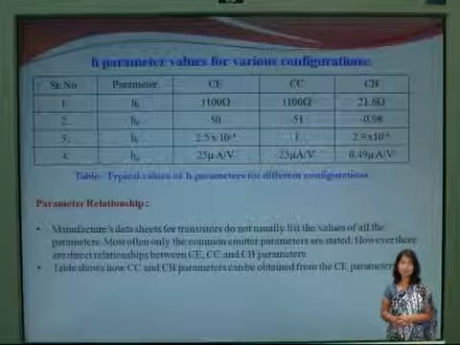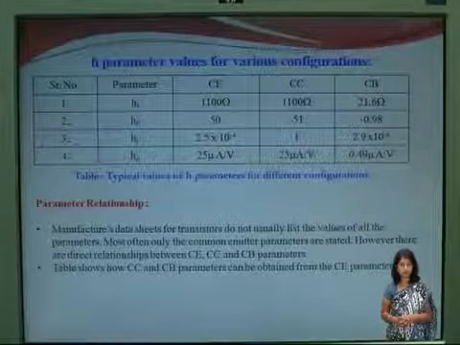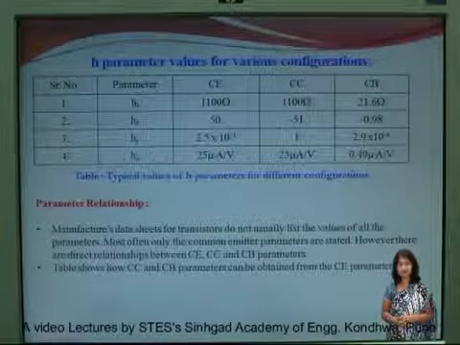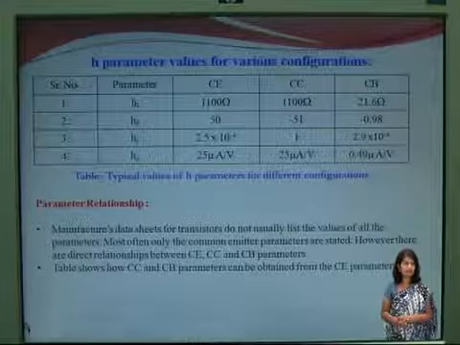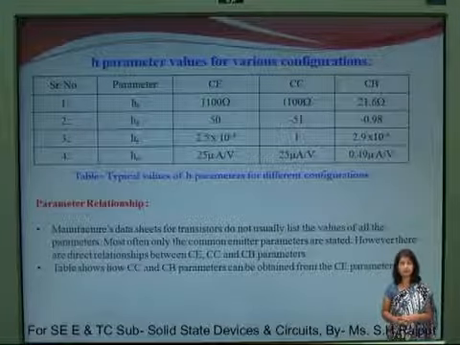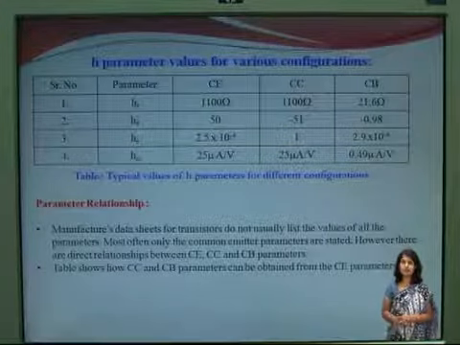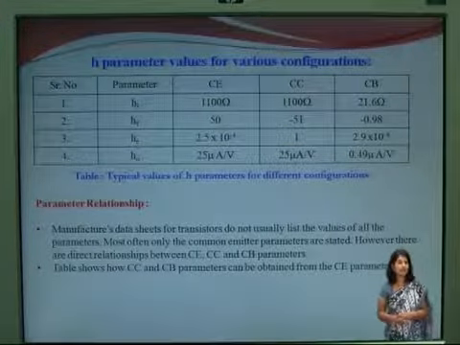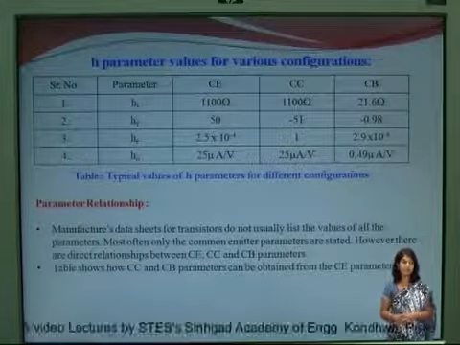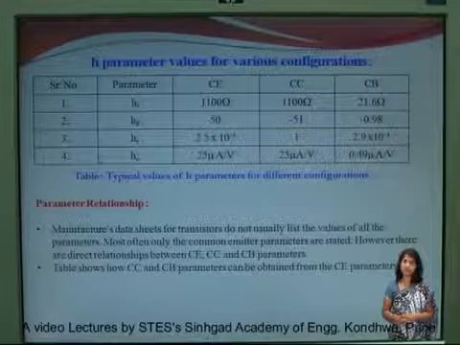For CE, it is 25 microampere per volt. For CC, it is 25 microampere per volt. And for CB, it is 0.49 microampere per volt. Now, suppose the manufacturer data sheet is given to you, normally the parameters of CE are specified.